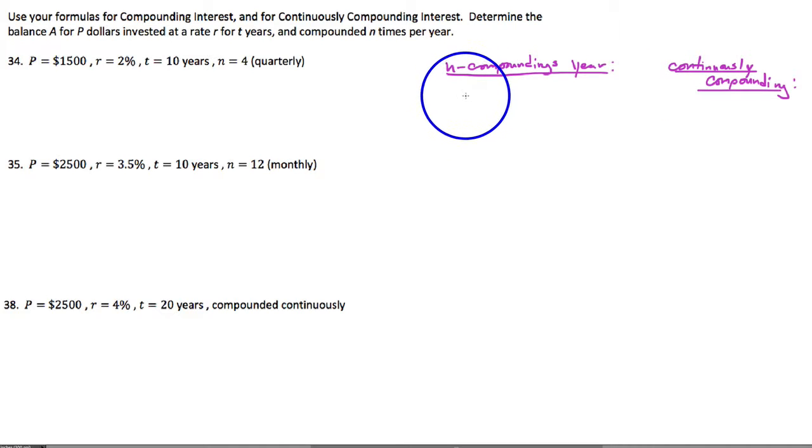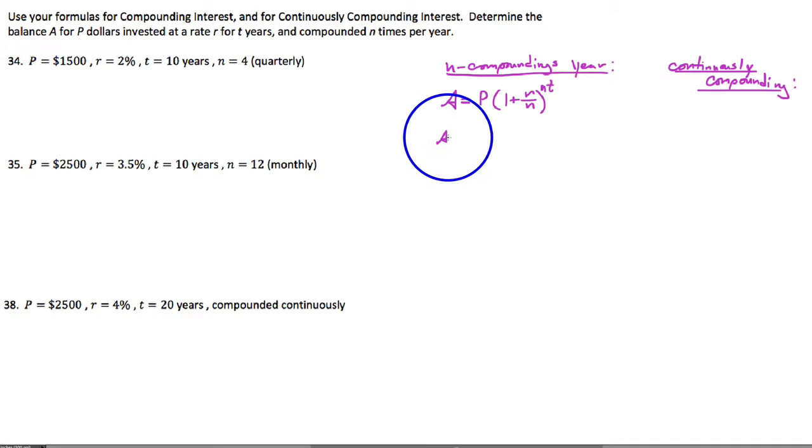So we'll go ahead and start with our n compoundings a year. We say that the amount that we have, and we could really call this the amount as a function of time, really is this initial amount, which is our principal, times 1 plus the rate over n, where n is the number of times it compounds per year, to the nt power.